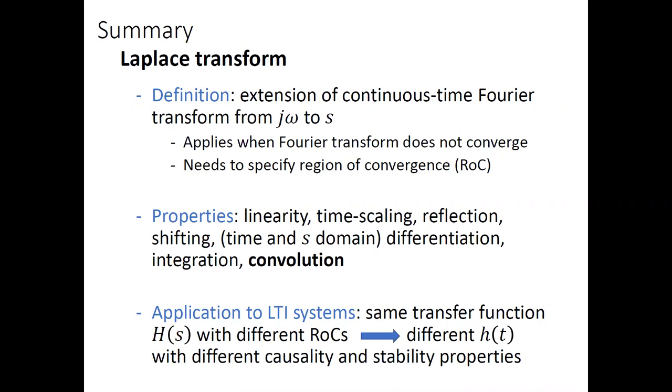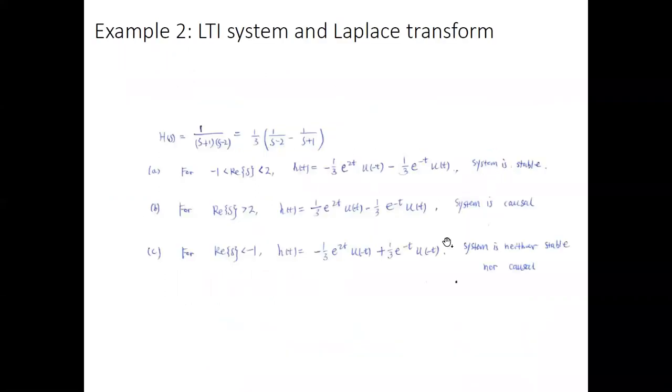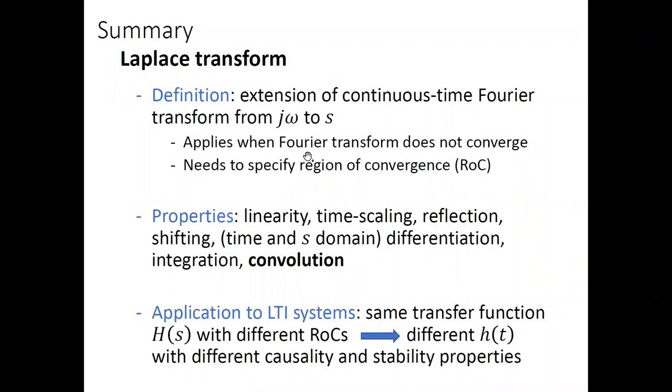So for an LTI system, given its unit impulse response small h of t, we call its Laplace transform capital H of s the transfer function. And what we learned from the last two examples is that even with the same expression of transfer function H of s, if it has different region of convergence, then it corresponds to different unit impulse response h of t and different causality and stability properties of the LTI system, which need a discussion in this way. A discussion of ROCs across different cases, and the number of cases depends on the number of poles of H of s. This finishes the entire chapter, Laplace transform.